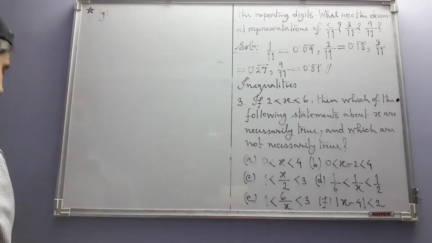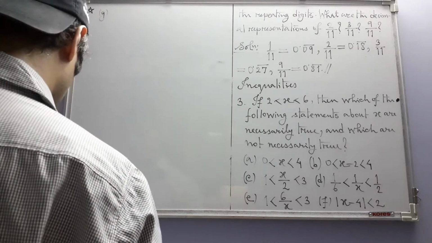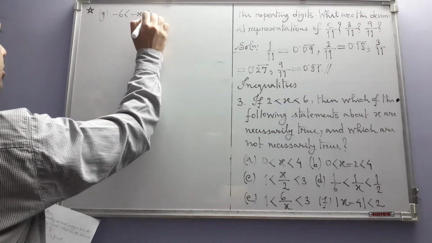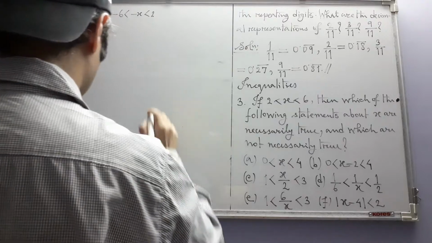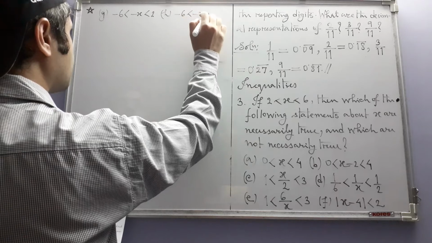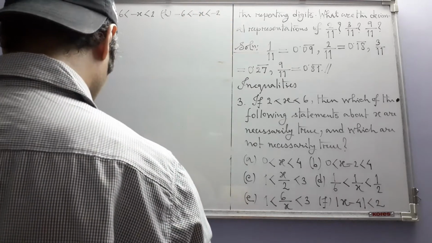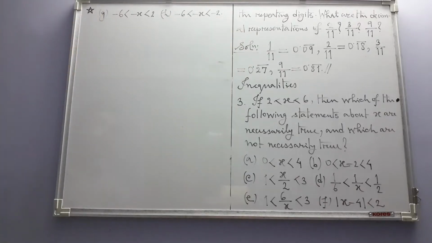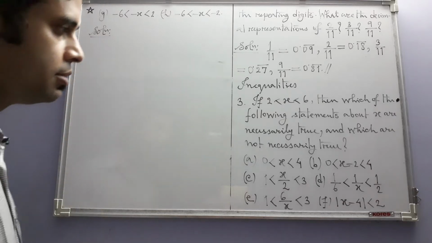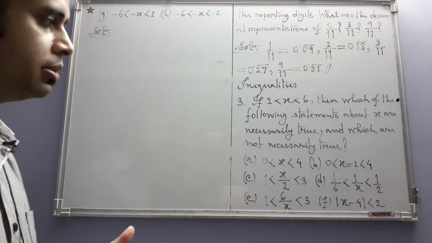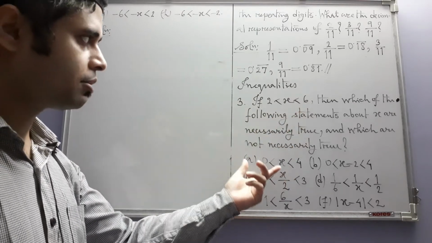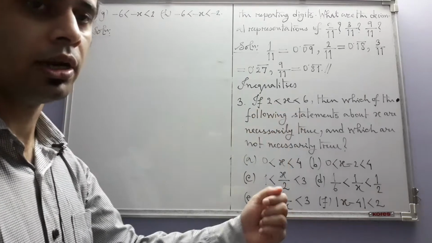G, minus 6 is less than minus x, and that is less than 2. H, minus 6 is less than minus x, and that is less than minus 2. Okay. Which of these statements are necessarily true means which of them are consequences of these inequalities. That is, which of them are following from these inequalities.